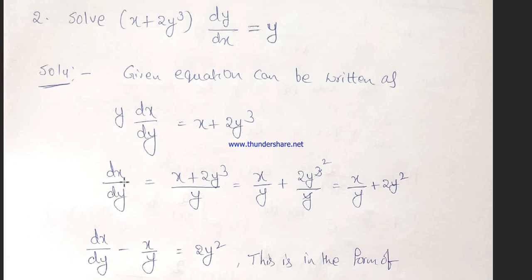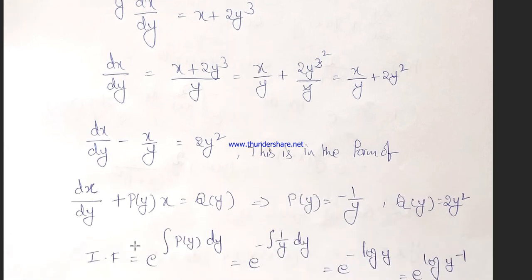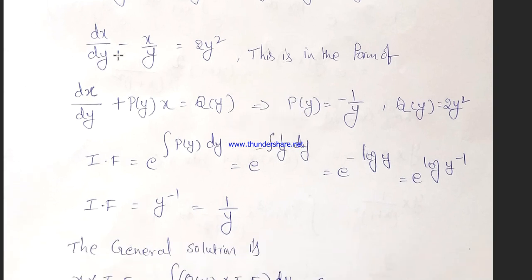If you divide with y, we get dx by dy equal to x plus 2y cube by y, that is x by y plus 2y cube by y, that is equal to x by y plus 2y square. We get the equation dx by dy minus x by y is equal to 2y square. This is in the form of dx by dy plus p of y into x is equal to q of y. So this is a linear differential equation in x, so we can write p of y is equal to minus 1 by y, q of y is equal to 2y square.